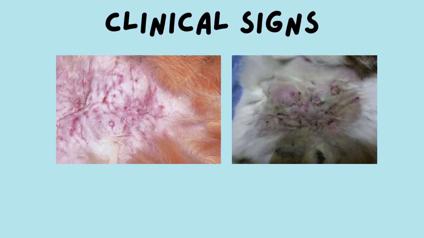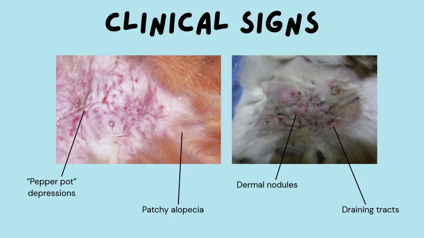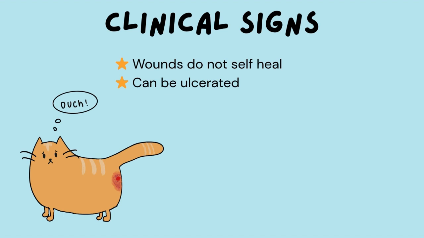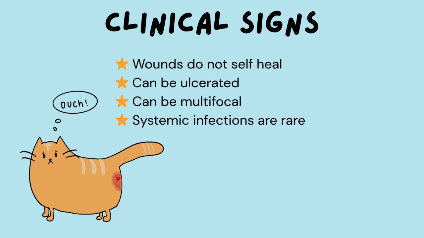Clinical signs include localized cutaneous lesions, including dermal nodules, draining tracts, purple pepper pot depressions, and alopecia. Tissue thickening and local lymphadenopathy are common. The wounds don't self-heal, can be ulcerated or multifocal, and may expand, but systemic infections are rare.